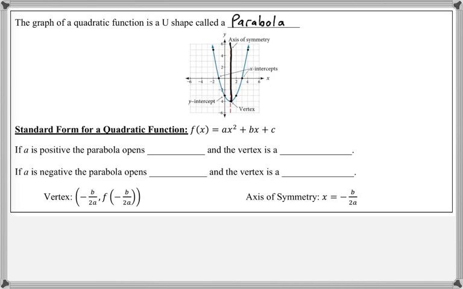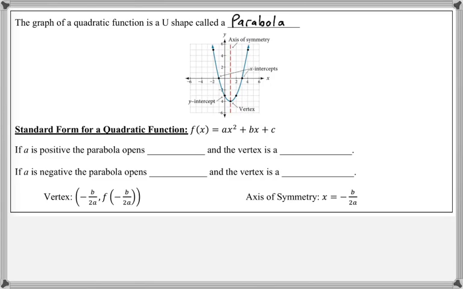So this axis of symmetry, if you were to fold over the function, it would be symmetric. It would be the same. So if you have this point over here, this is symmetric with this point here. If you have this point here across the axis of symmetry, it's symmetric with this point here. And the axis of symmetry goes through the vertex.